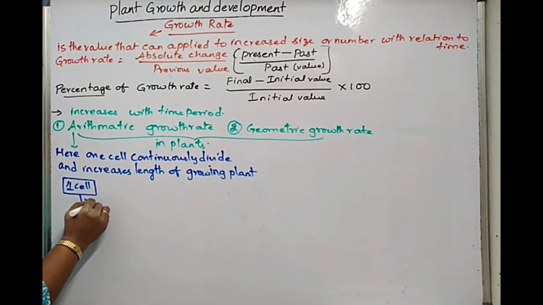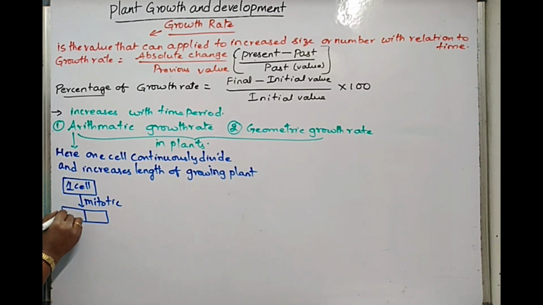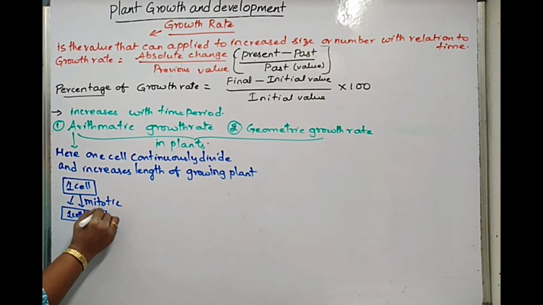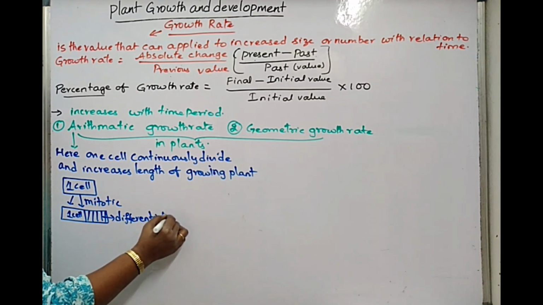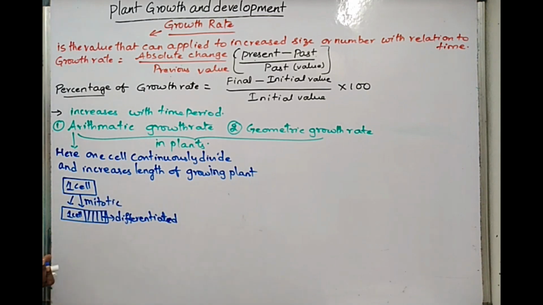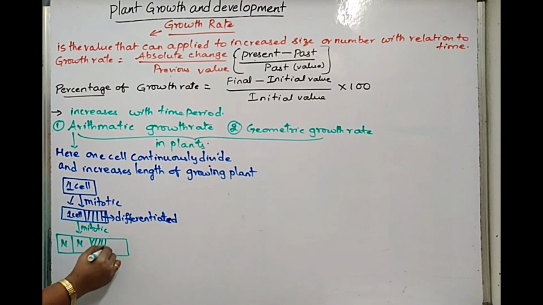If it has undergone mitotic division, then it gives two cells. One cell continuously keeps on dividing, but the other will undergo differentiation. Again, this cell undergoes mitotic division, so we get again two new cells. This is a new cell, this is a new cell. But this one already got differentiated.